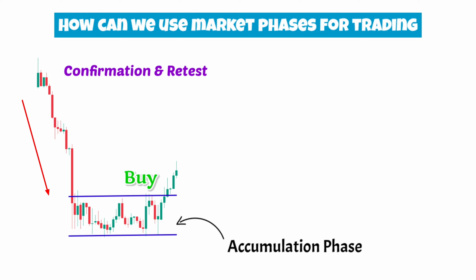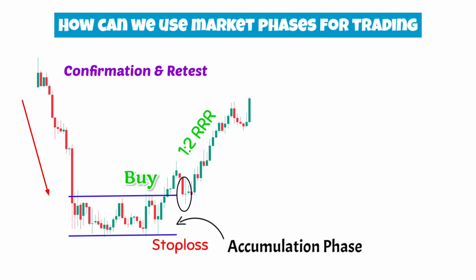But we should not buy immediately after the breakout. Instead, we wait for price to come back and retest the breakout area. If we get a bullish candlestick pattern or any strong bullish confirmation near the retest zone, we can consider entering a buy trade. Our stop loss should be placed below the support level, and our first target should ideally provide at least a 1-to-2 risk-to-reward ratio. The remaining position can be managed using a trailing stop loss.